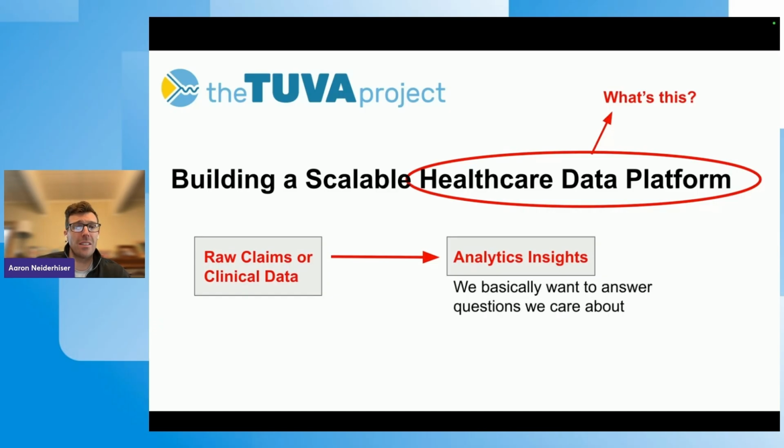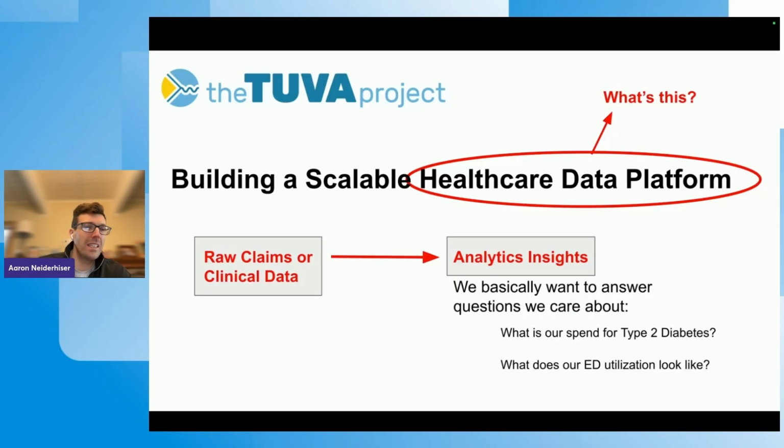Those types of insights. And it's really tricky to answer questions like this. Like what is our spend, for example, for patients with type 2 diabetes? What does our ED utilization look like? What is our readmission rate for patients with COPD? These are all examples of the types of questions we might be interested in.